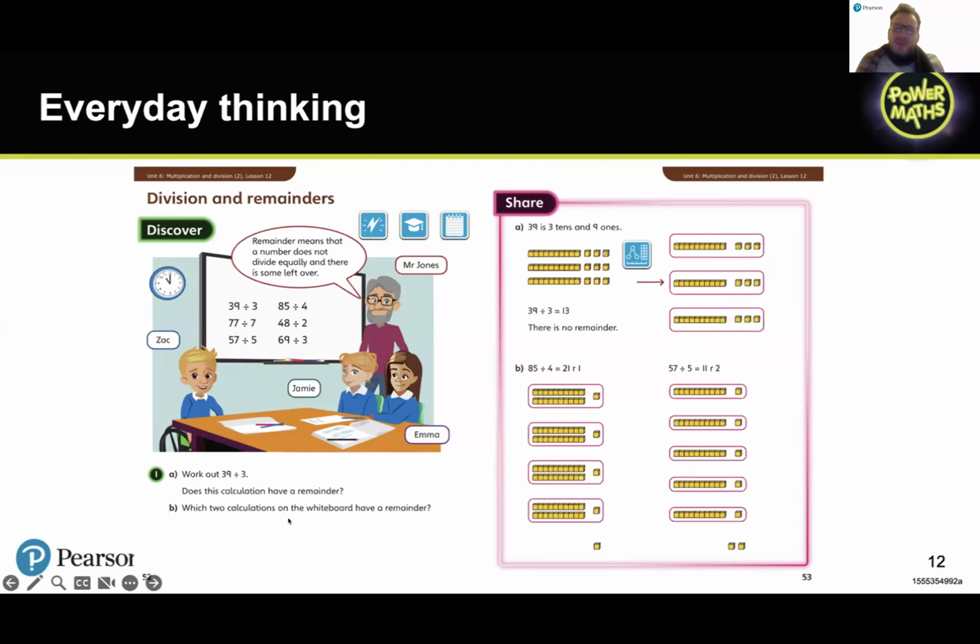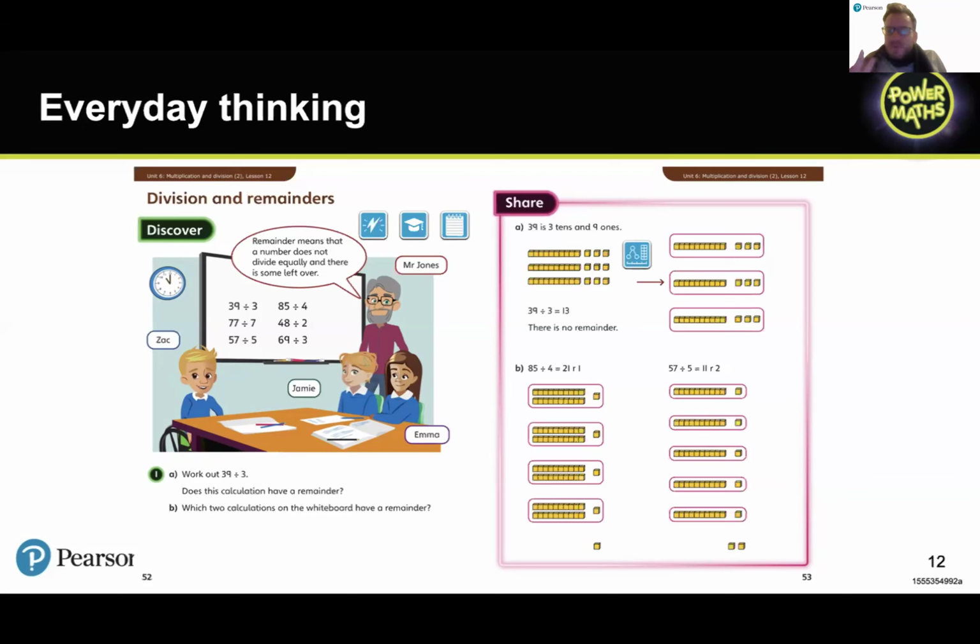Which 2 calculations on the whiteboard have a remainder? And we can say, look, the author's been quite kind to us here, actually. They've told us that exactly 2 of these have a remainder. So we know we've got to look out for them. What do we know about remainders from previous years? Talk about it. Should we play our guessing game again?